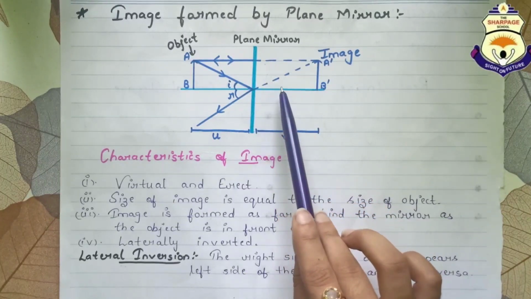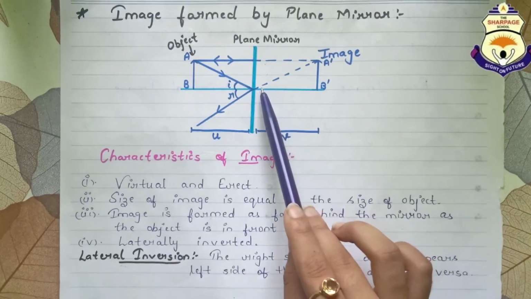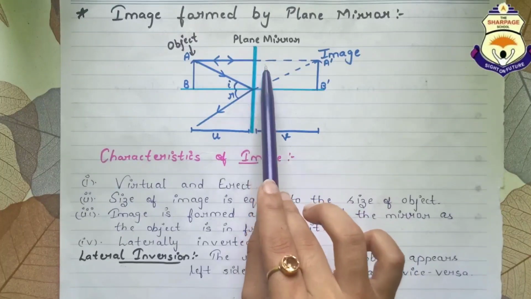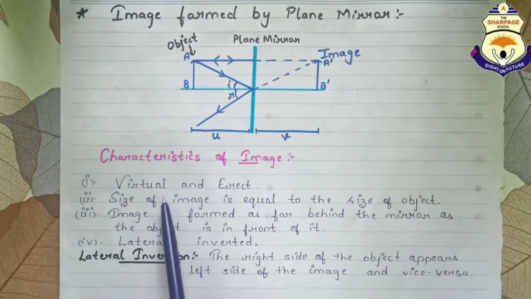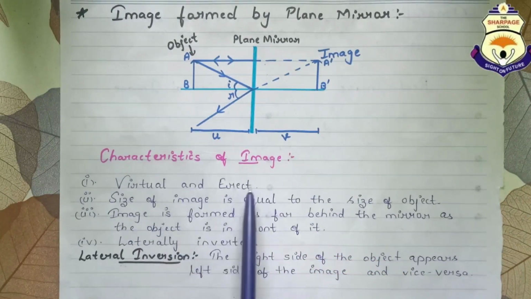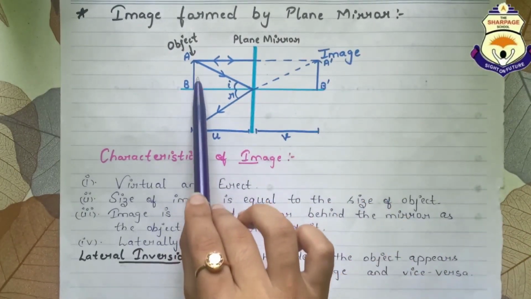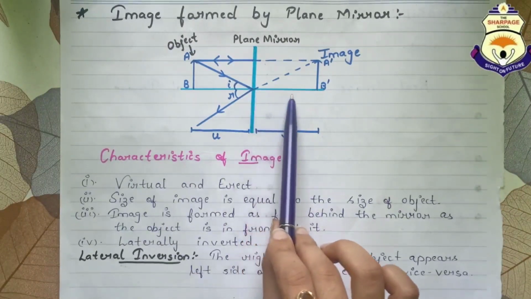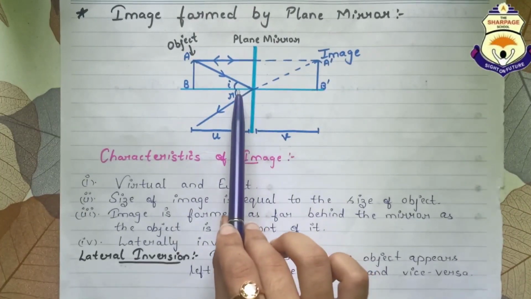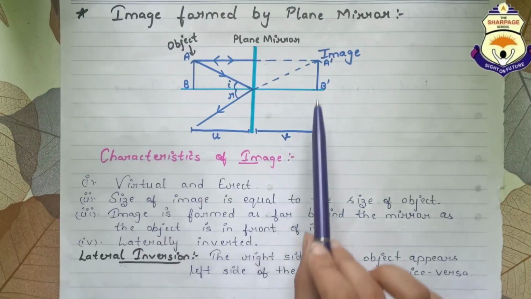So the image formed by a plane mirror is not a real image. It is a virtual image because the rays only appear to meet; they do not actually meet. The image formed by a mirror is virtual and erect, the size of the image is equal to the size of the object, and the image is formed as far behind the mirror as the object is in front of the mirror. And the fourth point is that the image formed is laterally inverted.